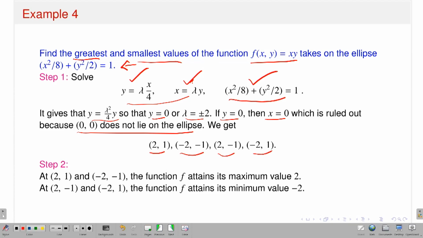You have 4 possible points where you can have the greatest and smallest values, and you just evaluate. At 2, 1 and minus 2, minus 1, you see the function attains its maximum value, and at 2, minus 1 and minus 2, 1, the function attains its minimum value. So that's how the Lagrange multipliers play a role.